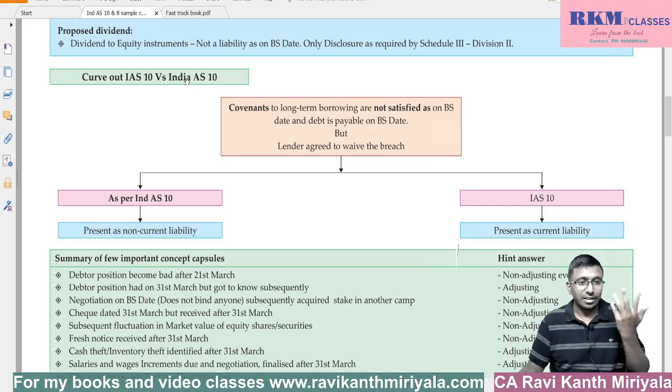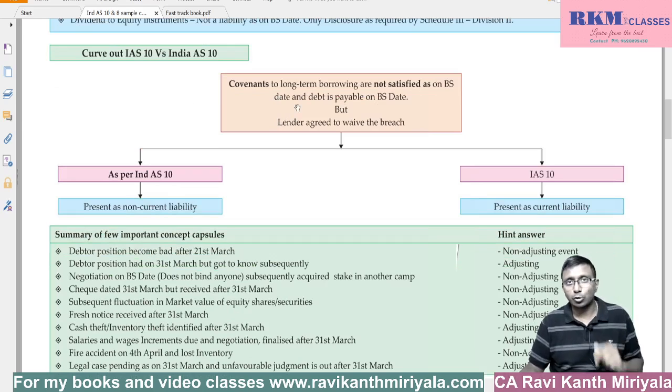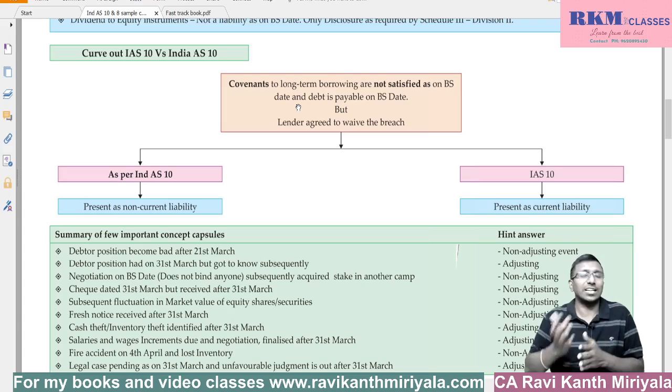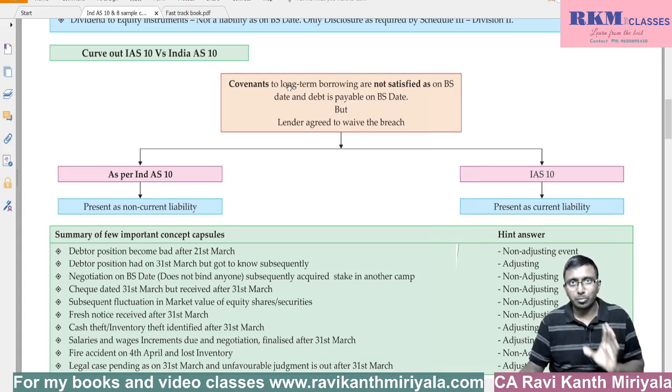Oh, I wrote Ind AS, fine. Doesn't matter. Ind AS 10. What are the points? See, this is with respect to covenants. If you couldn't satisfy them as on 31st March and subsequently they are ratified by the bank, what are you supposed to do? That was the important point. Based on that, they can ask a question, so that is also incorporated here.